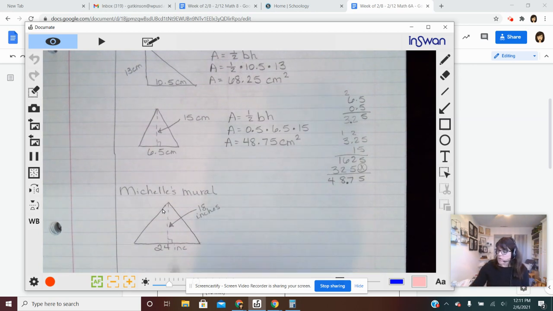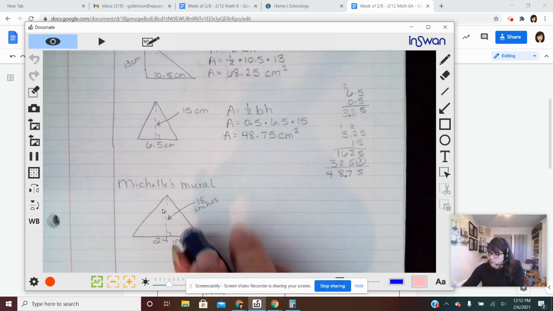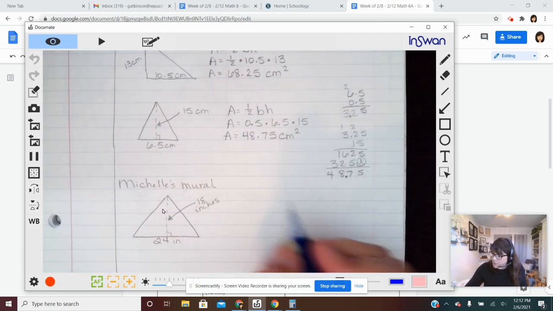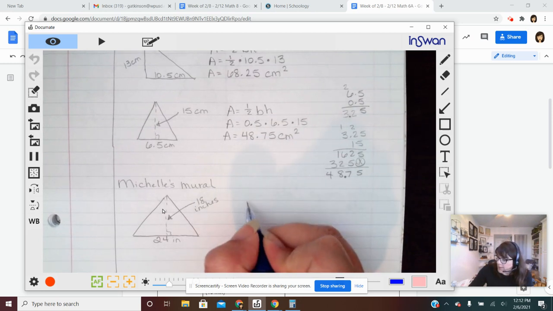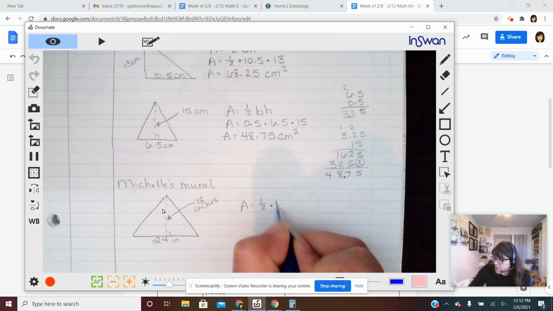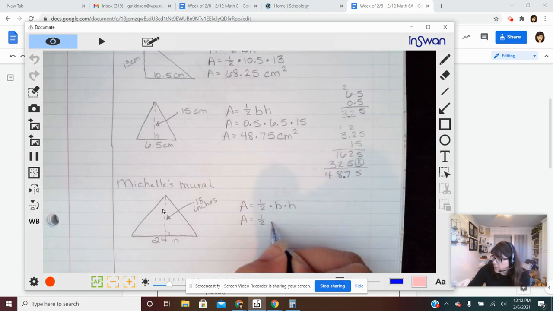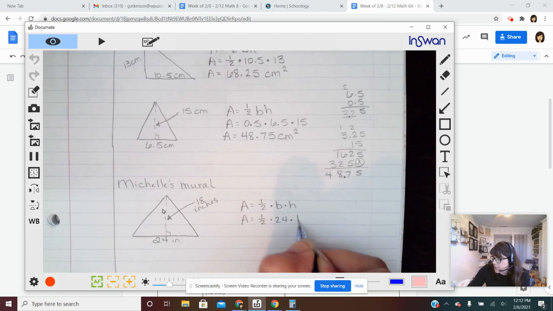Okay. So what I did, and what I'm going to encourage you guys to do with every single word problem, is draw the picture. Just draw it. It's 2 feet by 1.5 feet tall. That's the triangle that she painted on her wall. Okay. Now, again, we're going to write down the formula. Area equals 1/2 times base times height. Area equals 1/2 times 24 times 18.